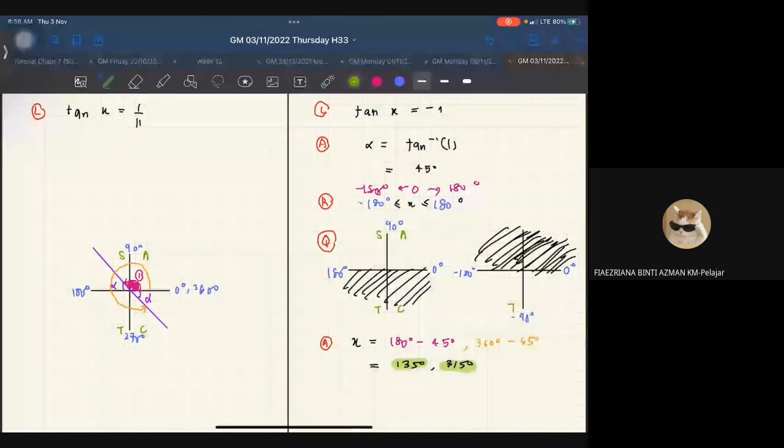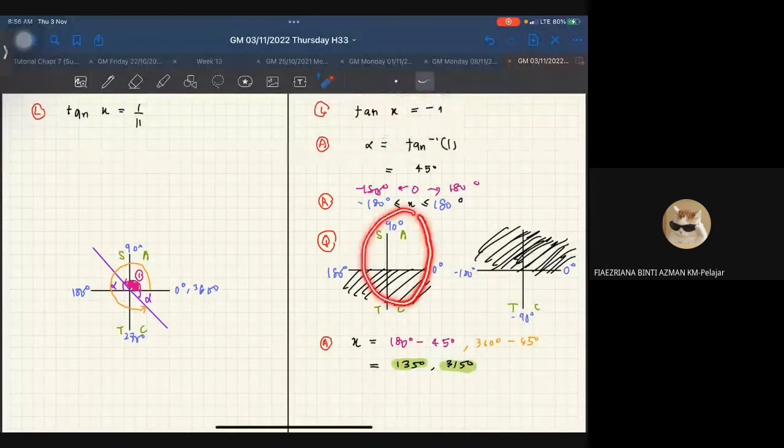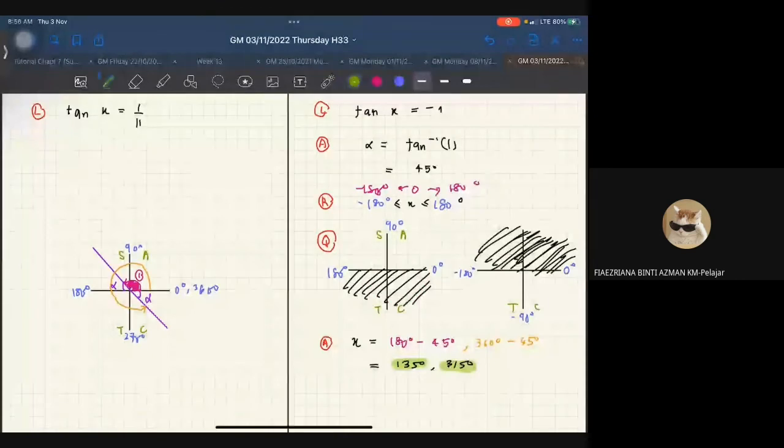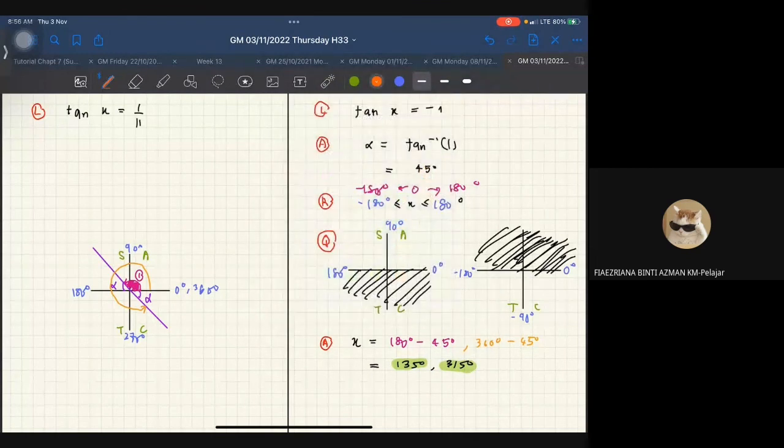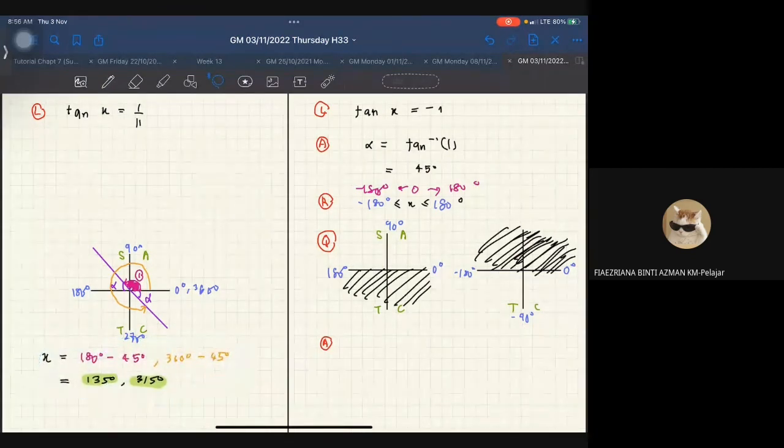So ASTC yang bawah ni. Okay, so still using the same concept, awak kena cari kawasan mana yang tangent awak tu adalah negatif. Okay, so this is what we are going to refer. Sama je benda dia. Okay, so kawasan mana tangent kita negatif? So tengok dulu dekat sini. Kawasan mana yang tangent negatif? Kawasan yang sine, exactly. So quadrant yang kedua.